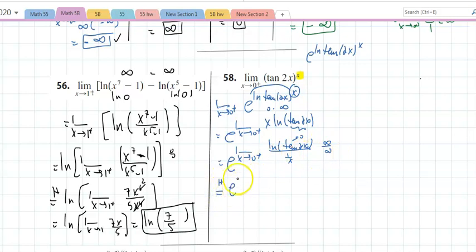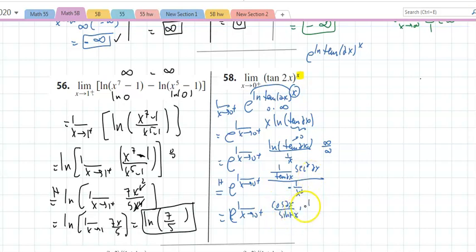So by L'Hopital, e to the limit as x approaches 0 from the right, derivative of the top is 1 over the tangent of 2x times secant squared of 2x, and derivative of 1 over x is negative 1 over x squared. So this is e to the limit as x approaches 0 from the right, and let me see what that is. This would be a cotan, so this is cosine of 2x over sine of 2x. This is 1 over cosine squared of 2x, and all of this is multiplied by the reciprocal of this, negative x squared.